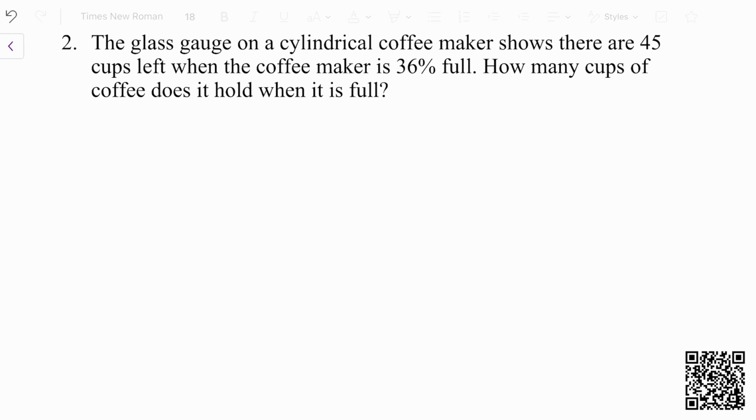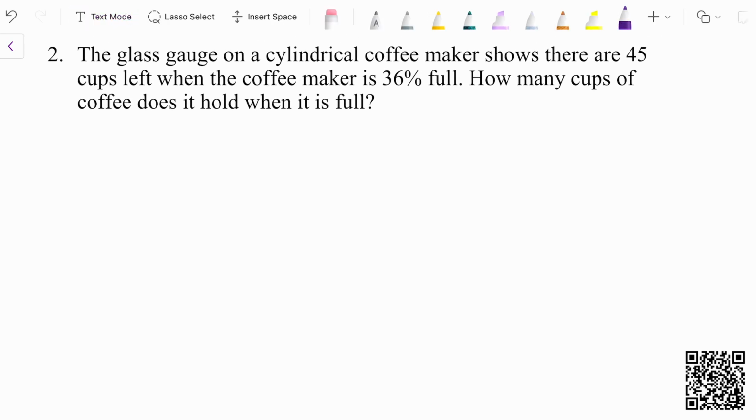Not very, though. Anyway, the glass gauge on a cylindrical coffee maker shows that there are 45 cups left when the coffee maker is 36% full. How many cups of coffee does it hold when it is full?